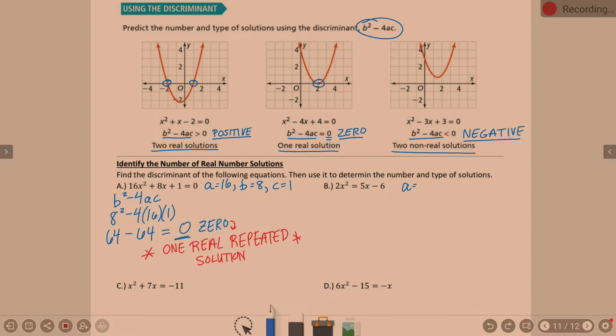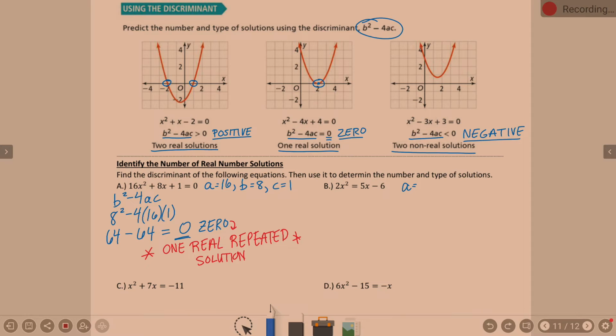You guys just all jump into this? 2. Okay, if A is 2, what's B? Negative 5. Negative 5. Well, it has to be true before we can talk ABCs. Oh, yeah. The equation has to equal 0.